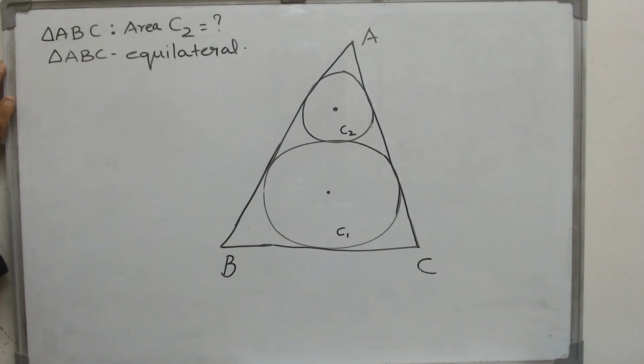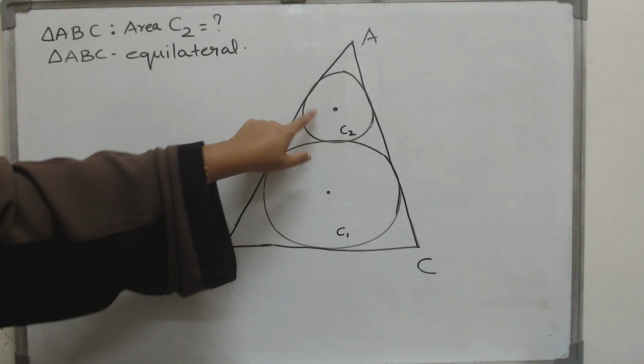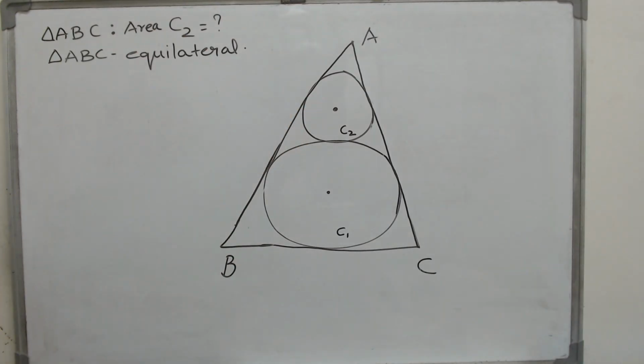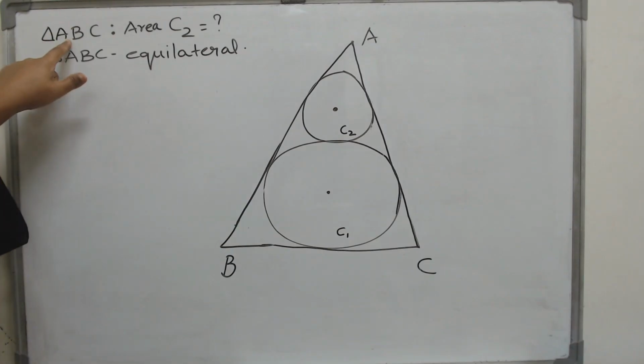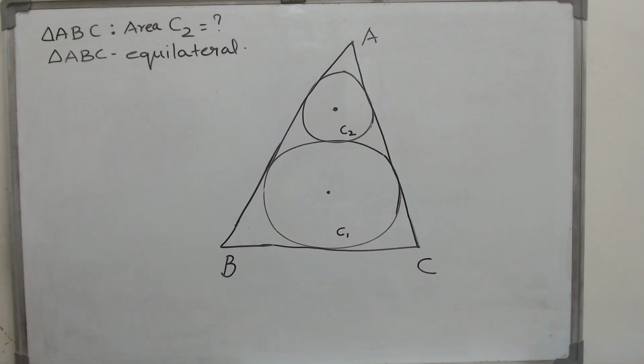Here we have an equilateral triangle ABC. Inside that triangle we have two circles, a larger circle here and a smaller circle here. What we need to find is the ratio of the areas of the triangle and the smaller circle. Now there is a small problem here.